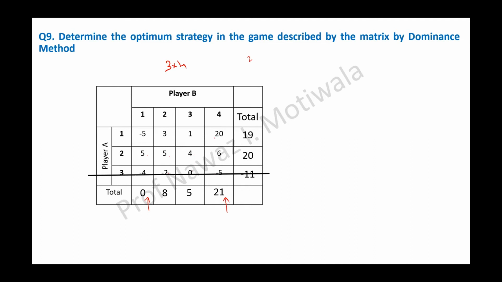So which will be cancelled out here? Column number 4, that is the maximum value, will be cancelled out because he is trying to minimize the loss. Now again compare, between these two, 8 and 0. Minus 5 is less than 3 and these two are equal. So again I can say that column 2 is dominating over column 1, and because this is the maximum column, this will be cancelled out. So now we are successful in reducing the entire game into 2 by 2.